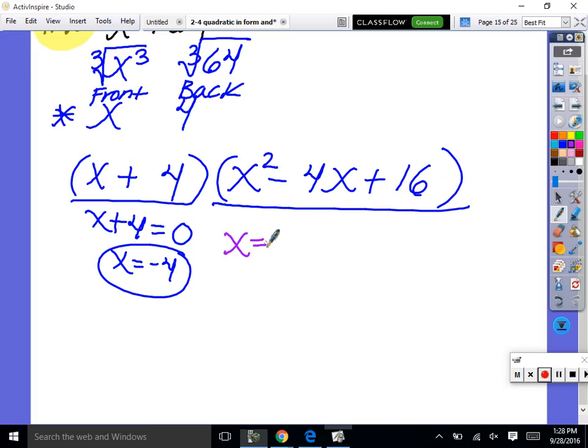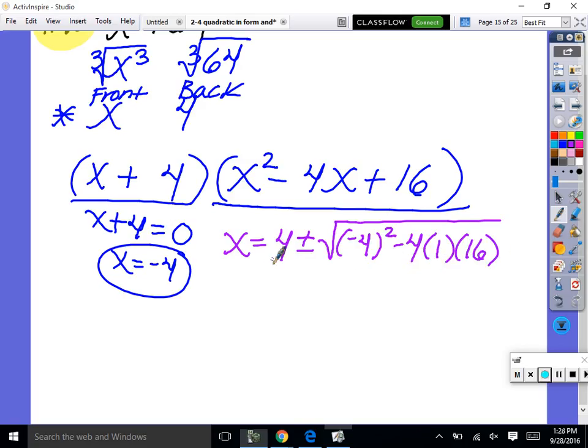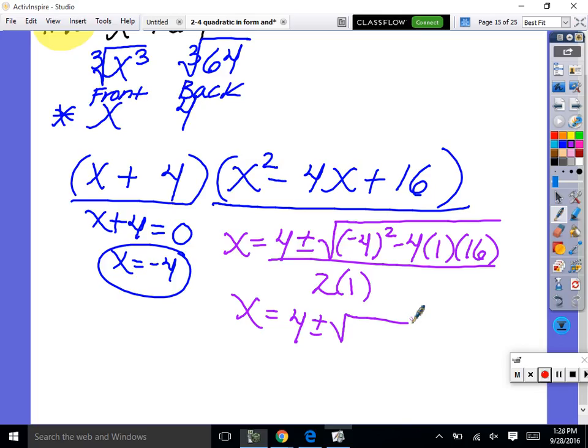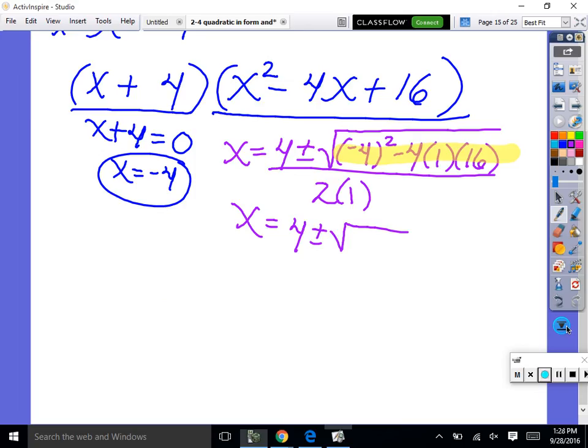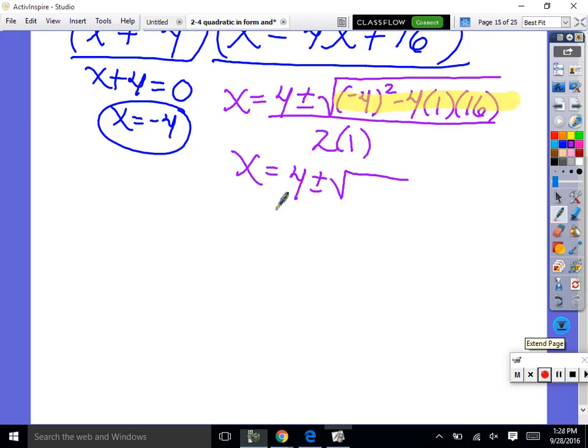X equals negative b, won't that be positive 4? Plus or minus the square root of b squared. So that'll be negative 4 squared minus 4 times a times c. And then it's all over 2 times a. So we would say x is equal to 4 plus or minus the square root. I can't stress it enough. We only type in that, not the square root part. What do you get? Tell me. Everybody calculate it. Negative 48. Did we all get it?